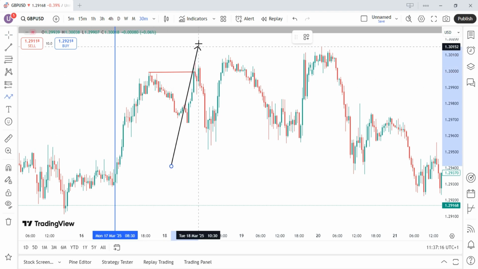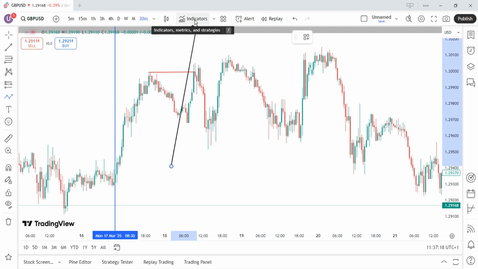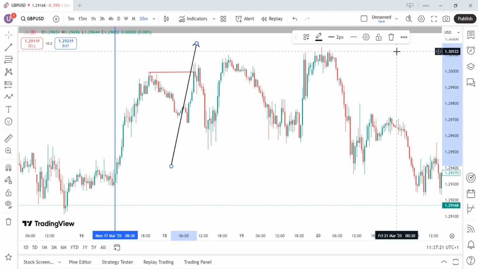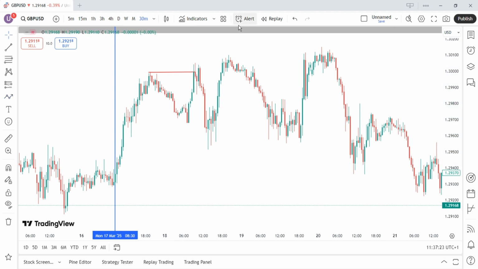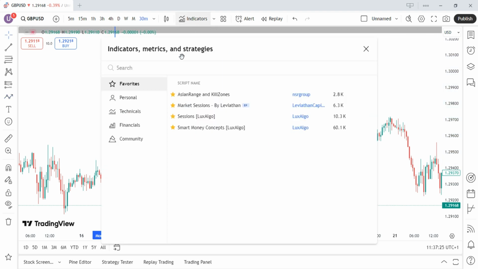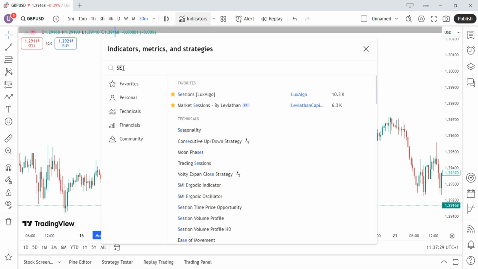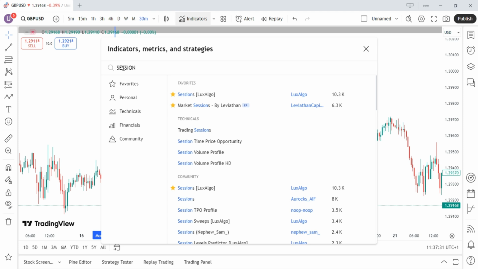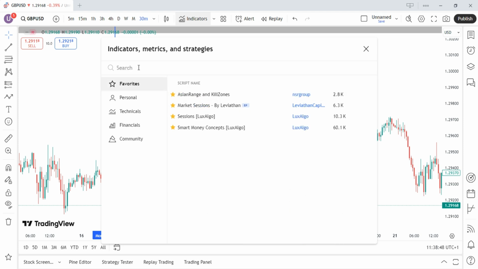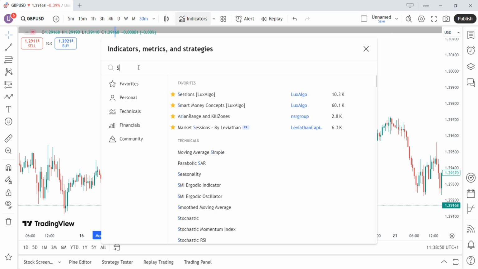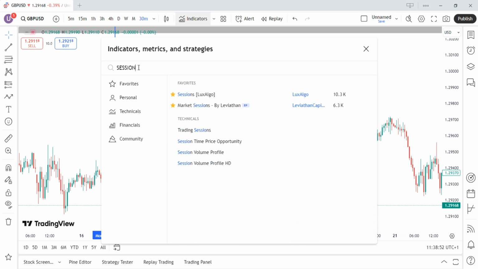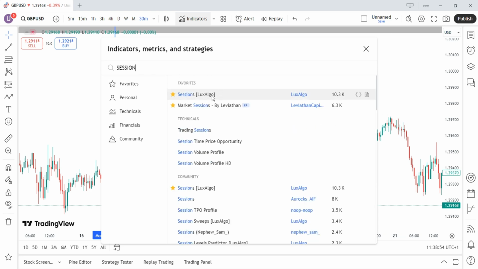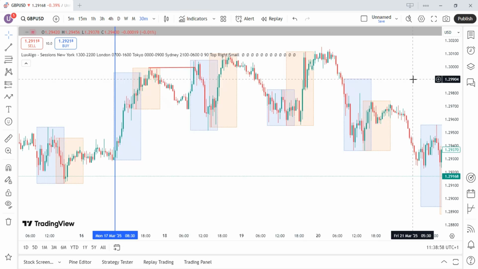You see where indicator is written here on your TradingView. Click on that place. You click on your indicator. You see this place, the search section, type session. As you are typing session, you can see what came out here. You see this one, they wrote session, and click on it. You see this session by Lost Argo, click on it. So it appears on our chart.